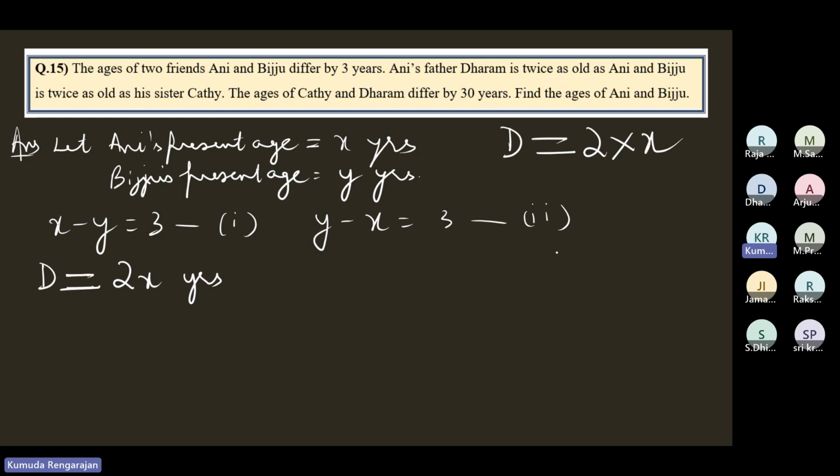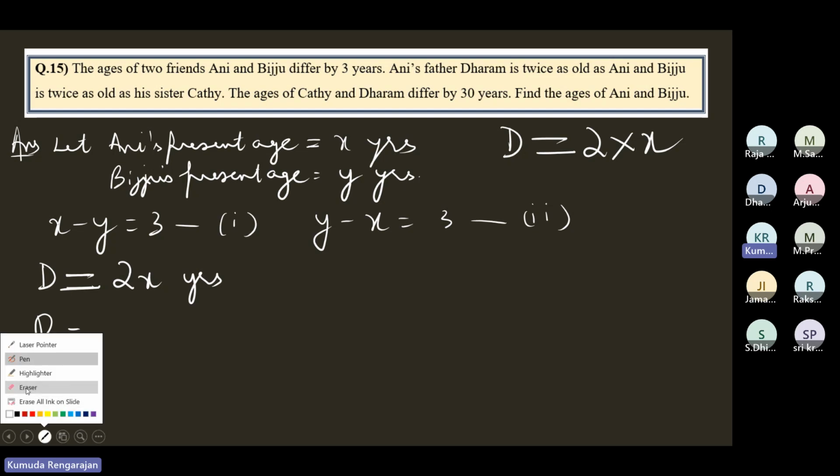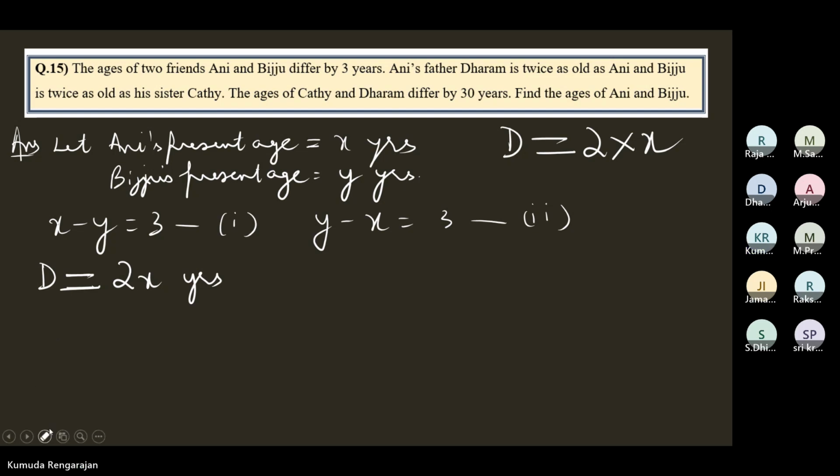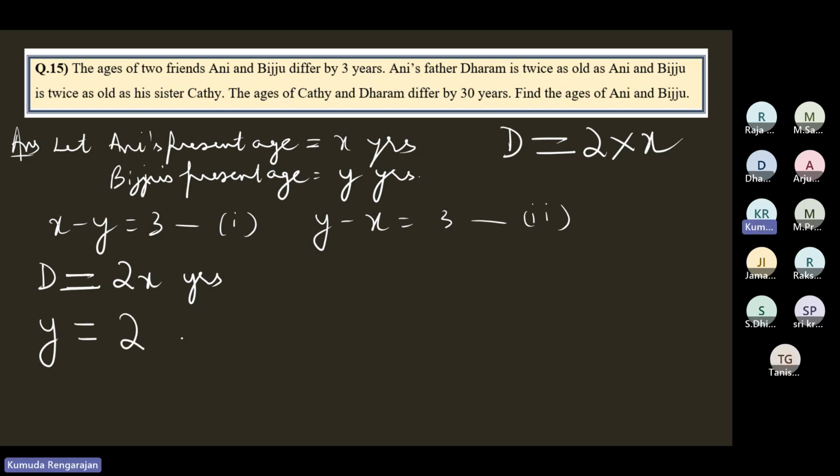And Biju, that is B. Biju is who? Actually Y, no? One minute. Biju is Y. Biju, that is Y, is twice as old as his sister Kathy.